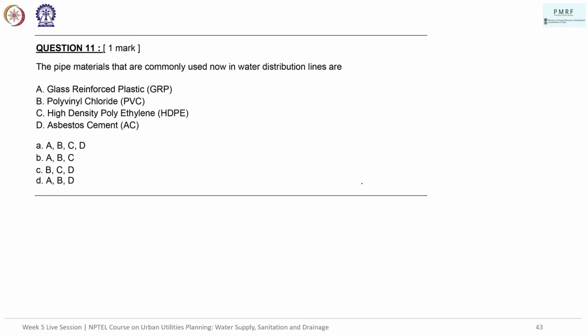The pipe materials that are commonly used now in water distribution lines are A. Glass reinforced plastic, B. Polyvinyl chloride, C. High density polyethylene HDPE, or D. Asbestos cement. Any answers? B, B, C. Sorry? It's option B. Okay, option B, which is A, B, C.